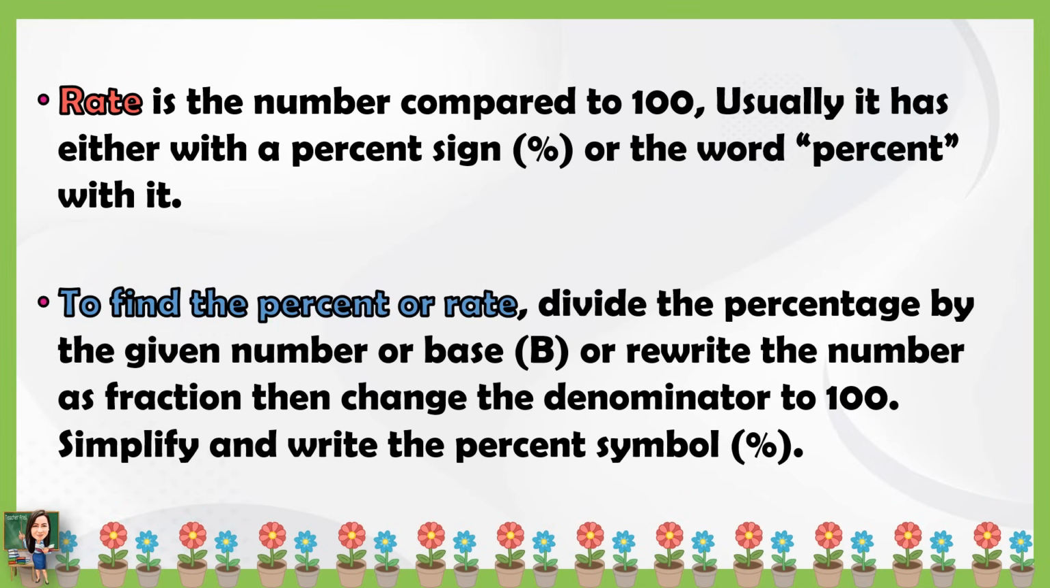To find the percent or rate, divide the percentage by the given number or base, or rewrite the number as a fraction. Then change the denominator to 100. Simplify and write the percent symbol.